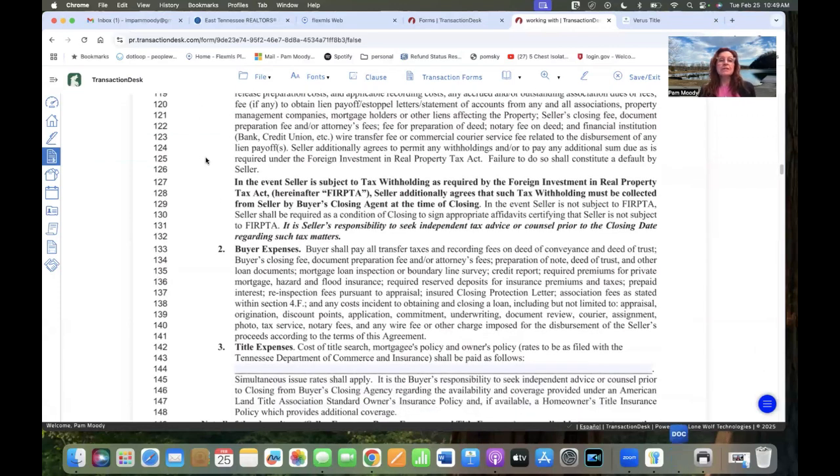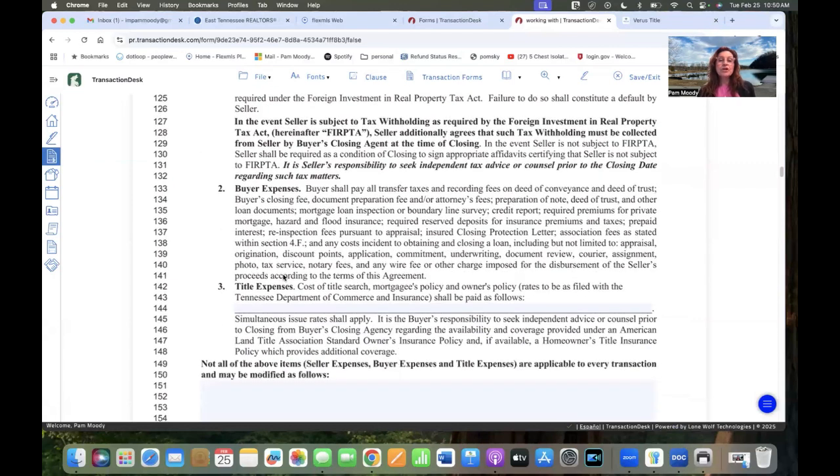Buyer's expenses. Buyer shall pay all transfer taxes and recording fees on deed and conveyance and deed of trust. Buyer's closing fee, document preparation fee, and or attorney fees, preparation of note, deed of trust, or other loan documents.